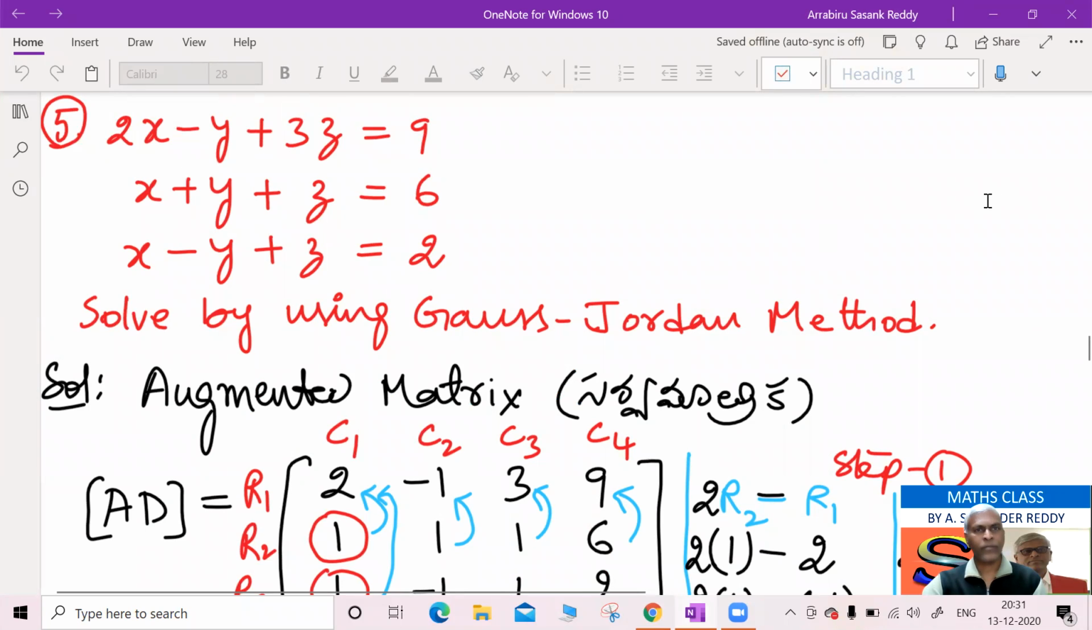This is the fifth problem in the exercise. 2x minus y plus 3z is equal to 9. x plus y plus z is equal to 6. x minus y plus z is equal to 2. Solve this system of equations by using the Gauss-Jordan method.